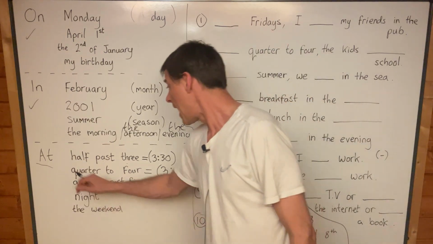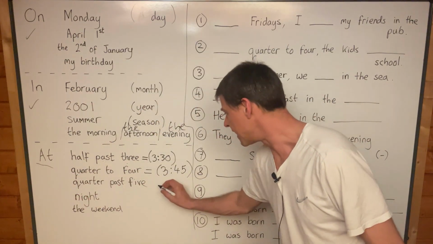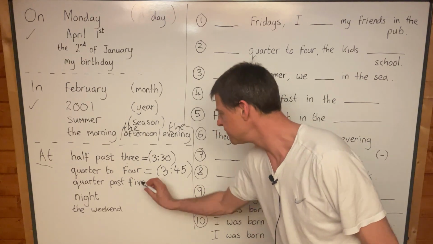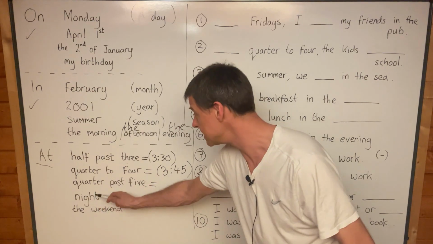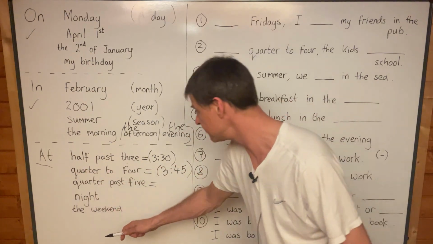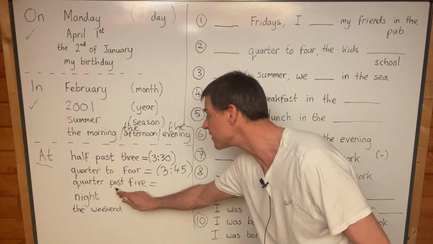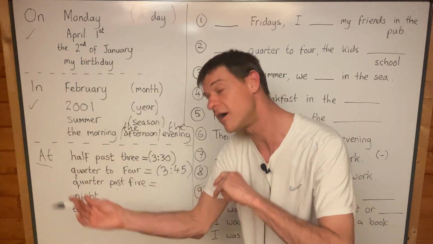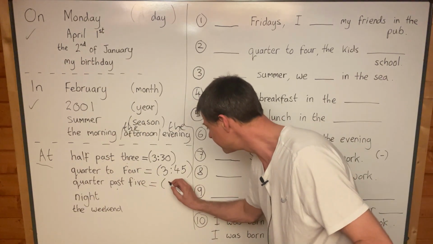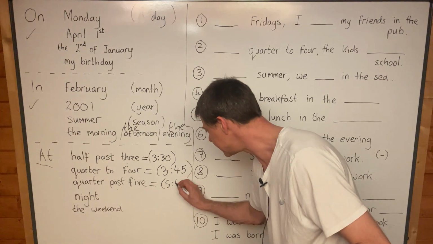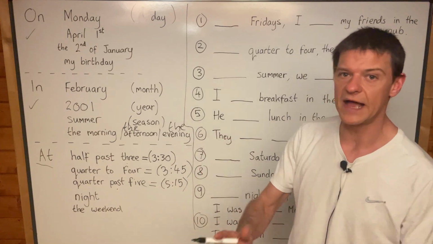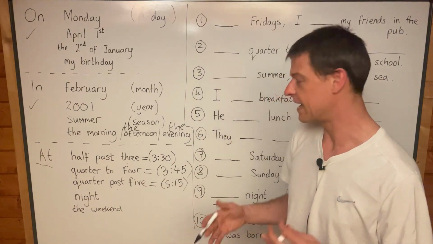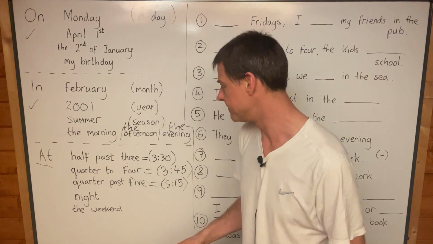Okay? At 5:15. This means quarter, 15 minutes. Quarter is 15 minutes. Half is 30 minutes. But quarter is 15 minutes after. Past means after 5. So 5:15. At 5:15 I have dinner.